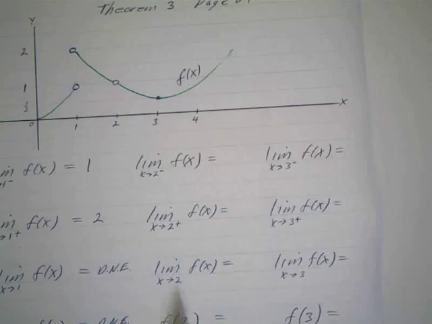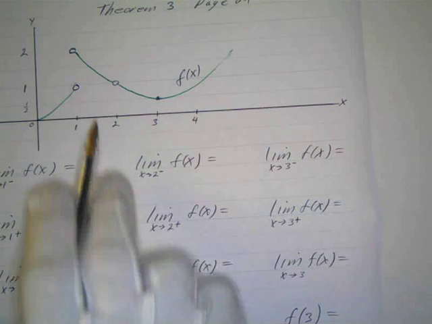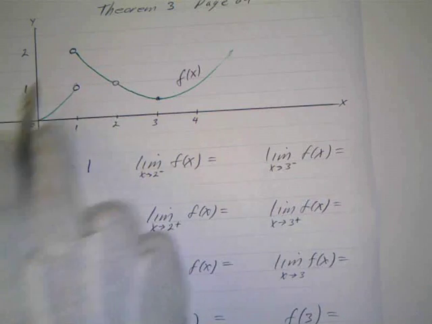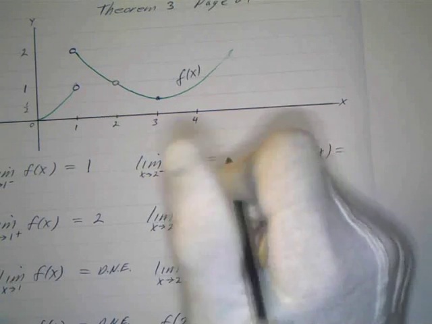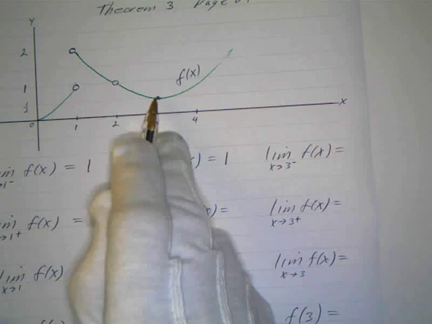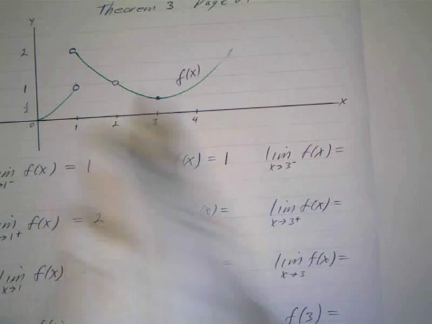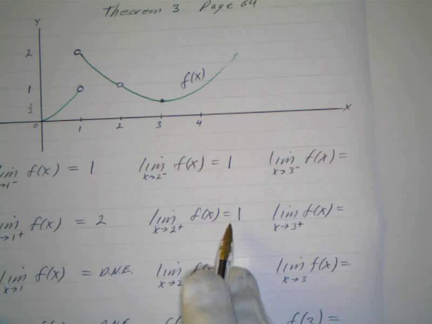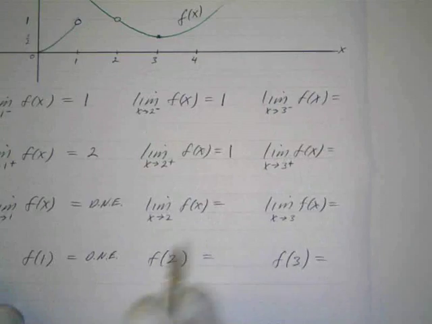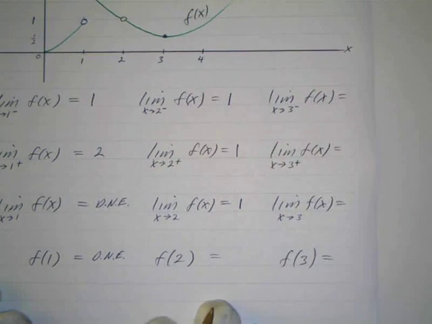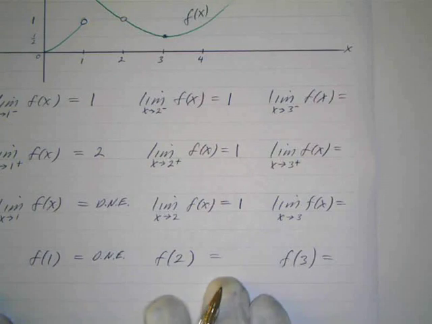Okay, let's take a look at what's happening around 2. The limit as x approaches 2 from the left, it looks like it's coming down to 1, the vertical position. And the limit as x approaches 2 from the right, it looks like it's going up to a vertical position of 1. Is the left limit equal to the right limit? It sure is. So we say that the limit as x approaches 2 is actually 1. Okay?